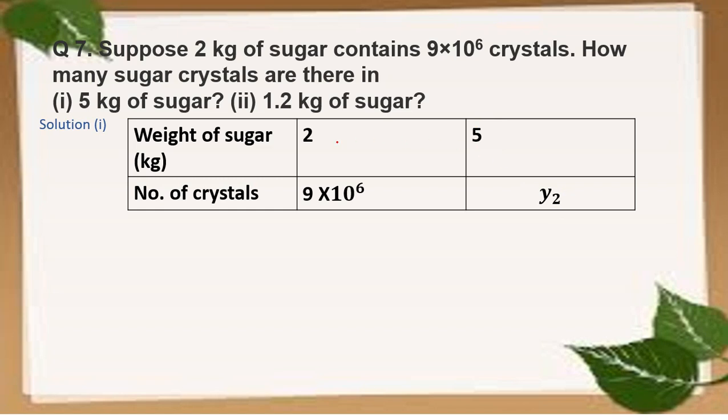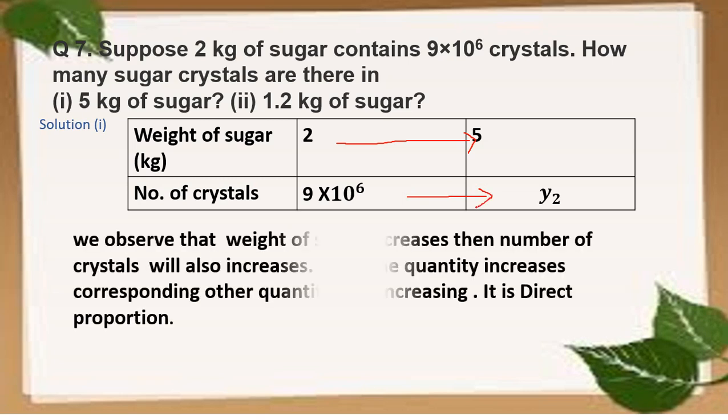So here understand that the weight of sugar increases from 2 to 5. So here the crystals will also increase. Here we observe that weight of sugar is increasing, so number of crystals will also increase. So again it is the problem of direct proportion, as one quantity increases, the other quantity is also increasing.